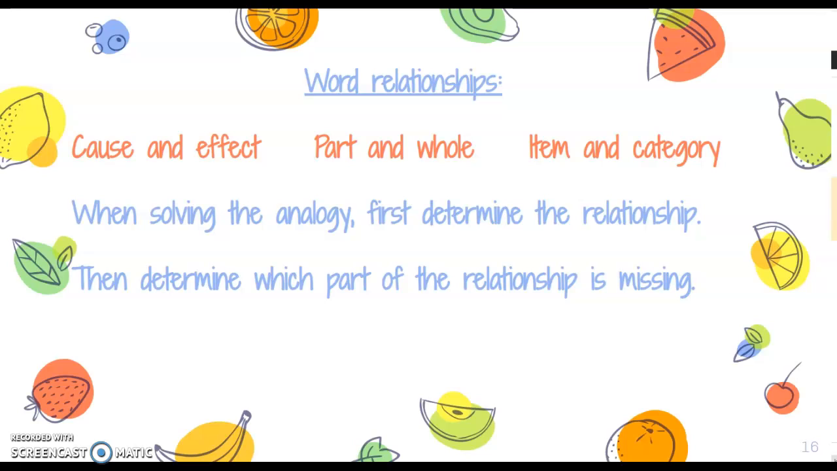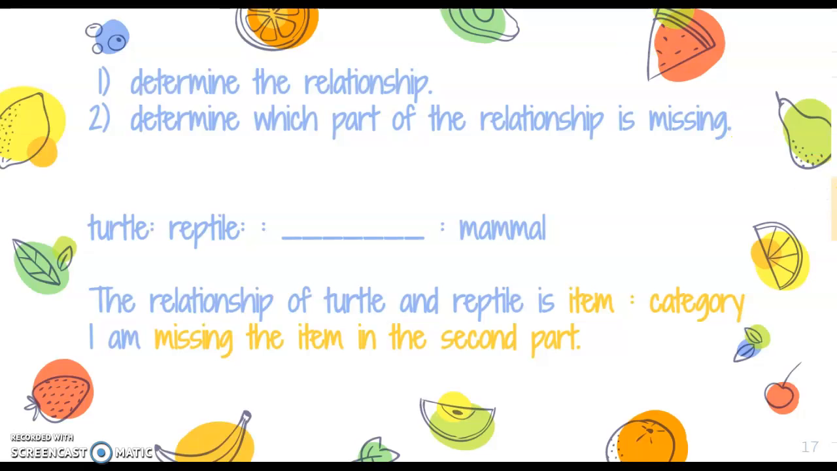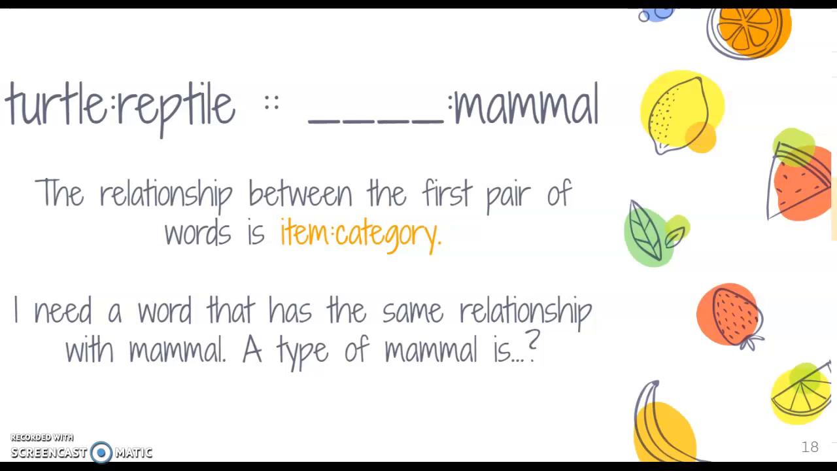And then, this is a new step, we have to determine which part of the relationship is missing from our analogy. Here's an example. This is the one that I gave you a sneak peek of in our last lesson. Turtle is to reptile as blank is to mammal. The relationship of turtle and reptile is item and category. In this example, I am missing the item in the second part. I have the category of mammal, but I am missing the item. So I need a word that has the same relationship with mammal.